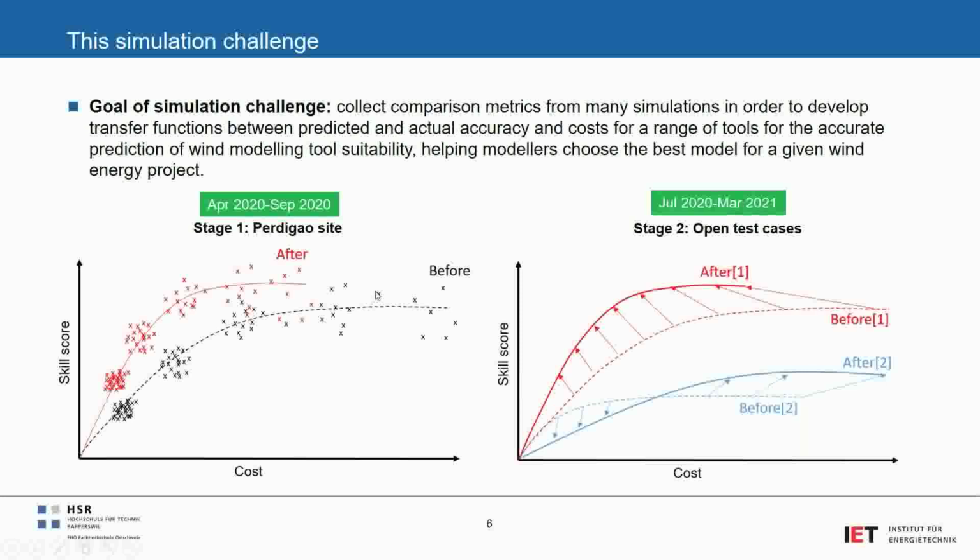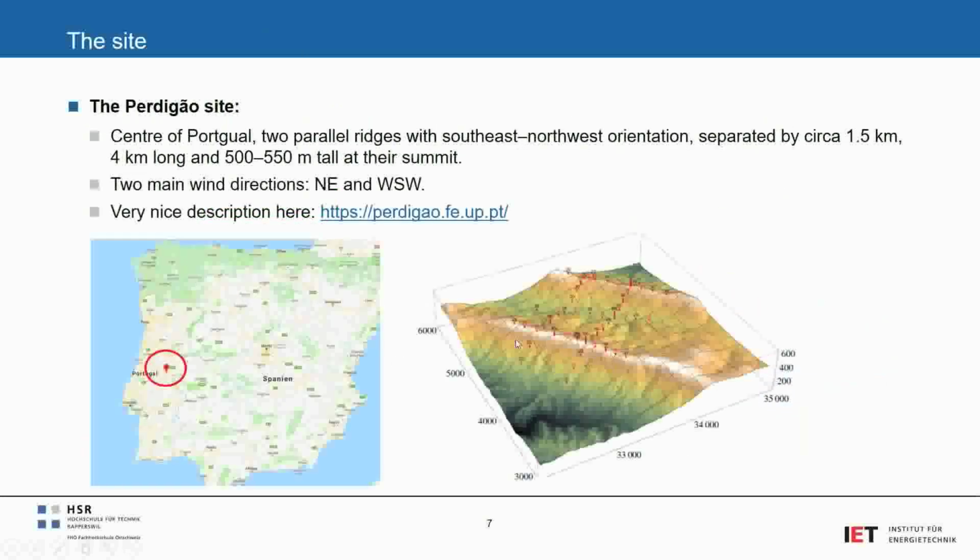So Perdigao, I guess some of you know this site. It's in the centre of Portugal. There are these 2 parallel ridges with southeast-northwest orientation, separated by about 1.5 kilometers, about 4 kilometers long, and 500 to 550 meters tall at the summit. The 2 main wind directions are northeast and west-southwest. There's a really well documented, very nice description at this website as well, so you can find out more there.